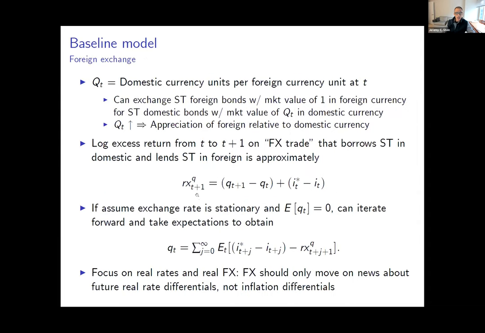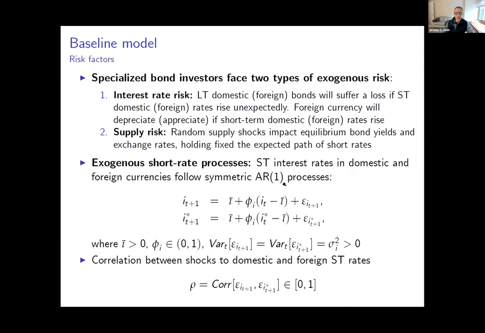There's foreign exchange. As I did, you can compute the return on a carry trade that borrows domestic and lends short-term foreign, and it has to do obviously with the change in the exchange rate and the relative interest rate differentials. Okay, and the things that make the model go is that we have, again, these specialized bond investors who are exposed to interest rate risk and, less importantly for the intuition, to supply risk. Okay, so there's supply shocks both in the domestic and foreign bond markets, and there can also be supply shocks to the quantity of exchange rate risk that these guys have to bear.